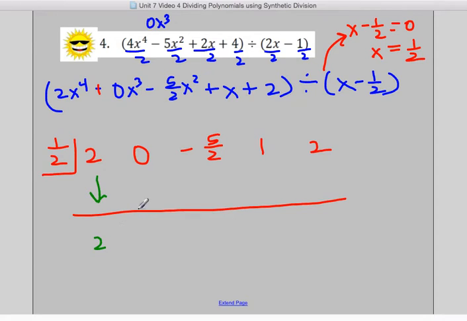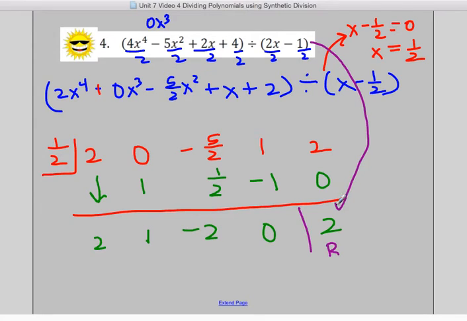1/2 times 2 is 1. 0 plus 1 is 1. 1/2 times 1 is 1/2. Negative 5 over 2 plus 1/2 is going to be just negative 2. 1/2 times negative 2 is negative 1. I add these, I get 0. 1/2 times 0 is 0. Add these, and I get 2. So this means my remainder is 2, but I have to multiply it by 2.